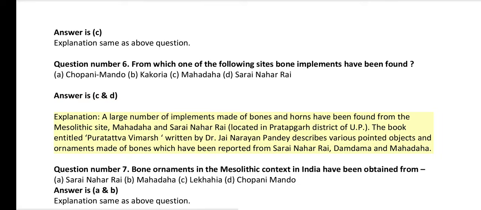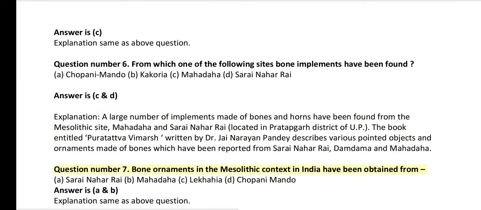Explanation: a large number of implements made of bones and horns have been found from the Mesolithic sites Mahadaha and Sarai Neher Rai, located in Pratapgarh district of UP. The book Puratattva Vimarsh, written by Dr. Jaya Narayan Pandey, describes various pointed objects and ornaments made of bones which have been reported from Sarai Neher Rai, Damdama and Mahadaha.